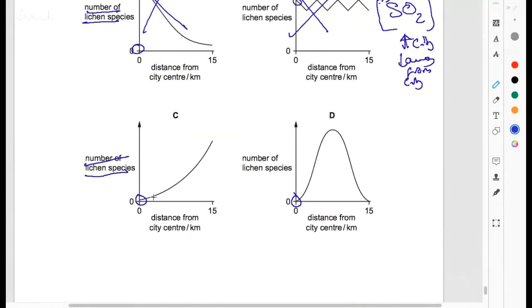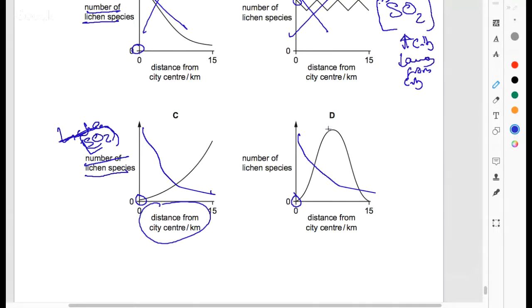As we go away from the center of the city in this one, we gradually increase more and more the number of lichen species, because they are less sensitive. And if I label this in blue, sulfur dioxide concentration, that's going to be decreasing as you go away from the city. These square brackets represent concentration. So as you go away from the city, the sulfur dioxide is going to be killing fewer lichen species, and the number is going to be increasing. So this is going to be the correct answer.